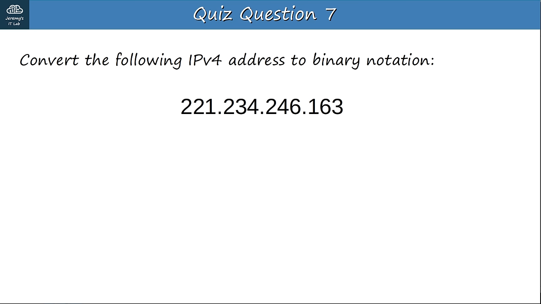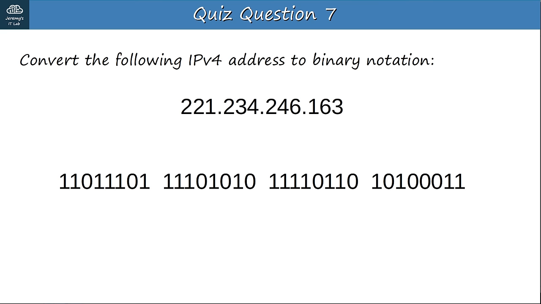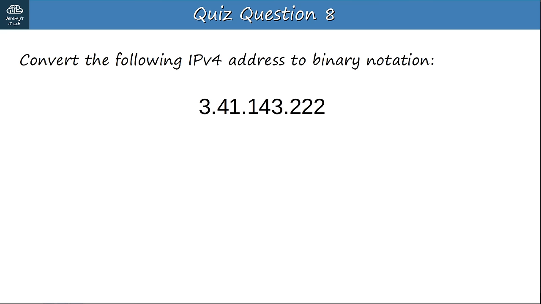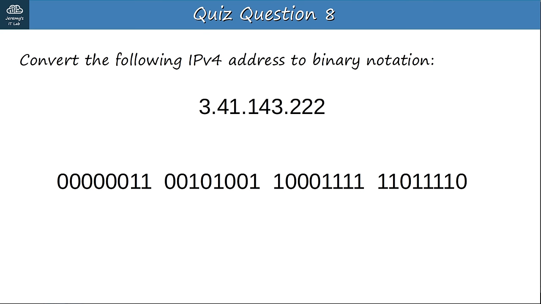Let's go to question 7. Convert the following IPv4 address to binary notation. 221.234.246.163. Pause the video to solve the question, and unpause to check your answer. And here's the answer. Let's go to question 8. Convert the following IPv4 address to binary notation. 3.41.143.222. Pause the video to solve the question, and unpause to check your answer. And here's the answer.